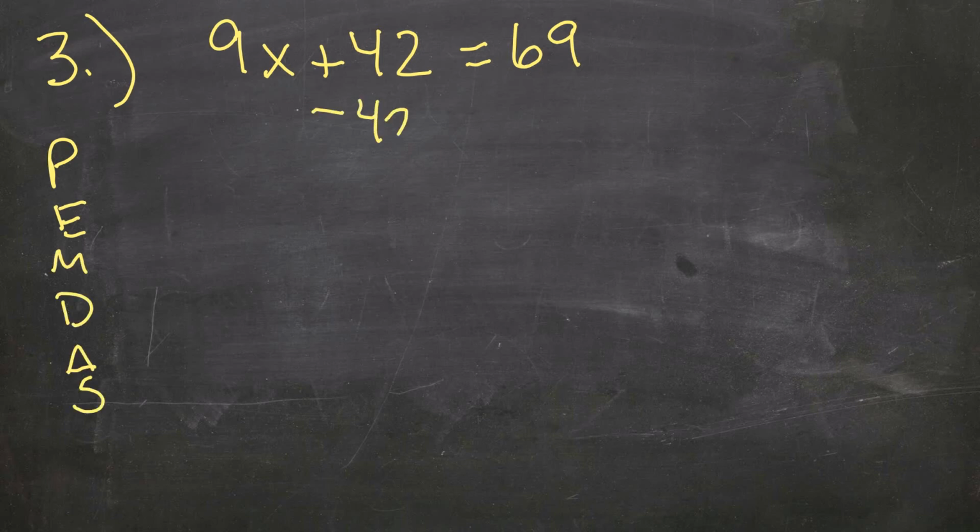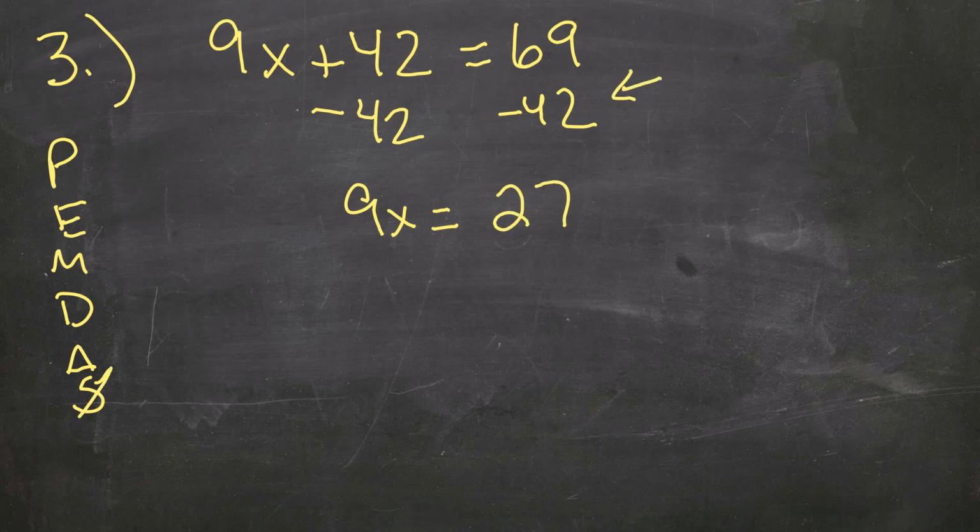I'm going to minus 42 from both sides. I get 9x equals 69 minus 42, which is 27. Now remember, the reason I'm allowed to do that is there was no subtraction. Addition tells me that I have to use subtraction on both sides. That's the subtraction property of equality.